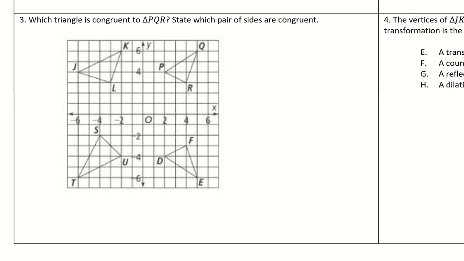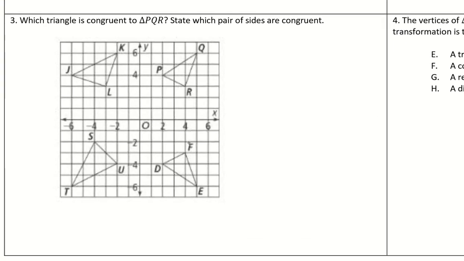All right, number 3, which triangle is congruent to triangle PQR? State which pair of sides are congruent. All right, so this is not too bad. If I were to look at this one, let's take a look at this. Okay, so the sides are 2 and 1. That's 2 and 1 in length. This length is 1 and 3. This length is 2 and 3.